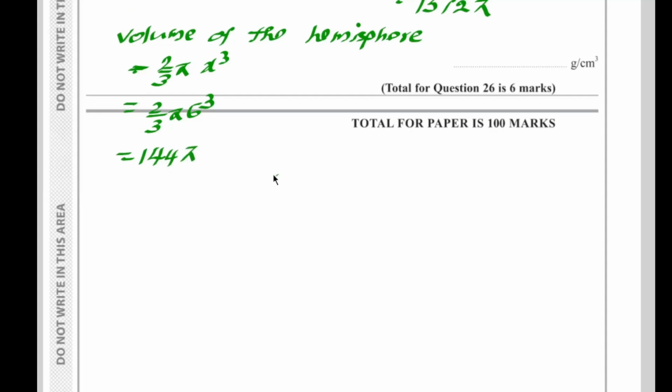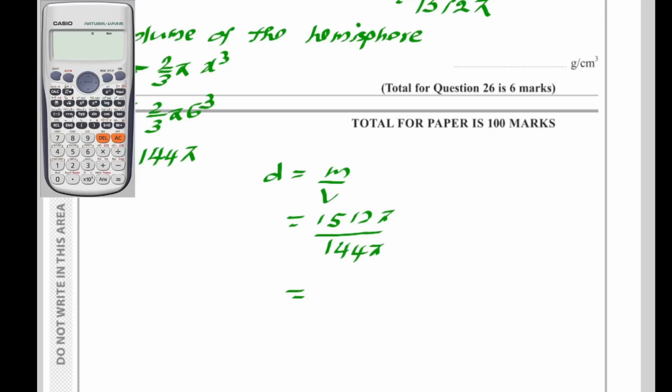Now I know that density equals mass over volume. We have the mass, which is 1512 pi, and we have the volume of the hemisphere, 144 pi. Then we can get the density, 1512 pi over 144 pi. The answer comes as 10.5. So 10.5 is the density of the hemisphere.